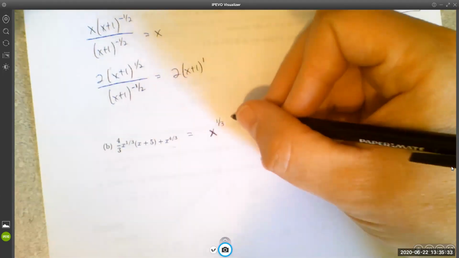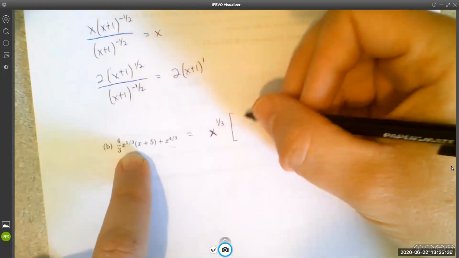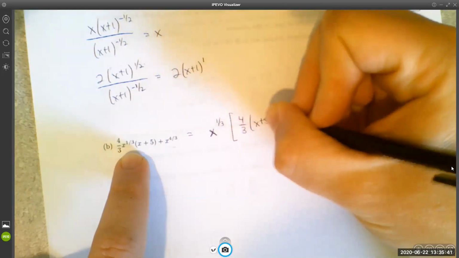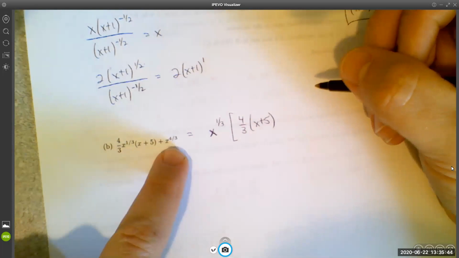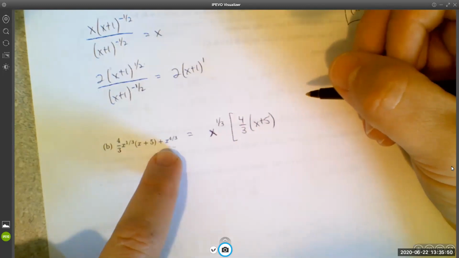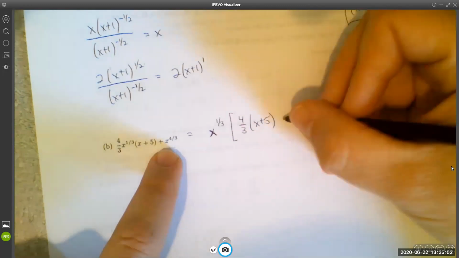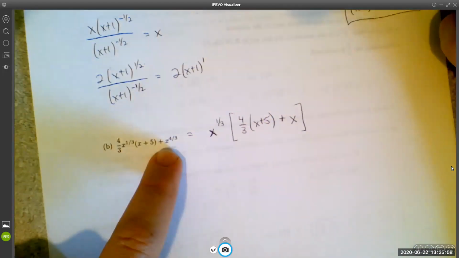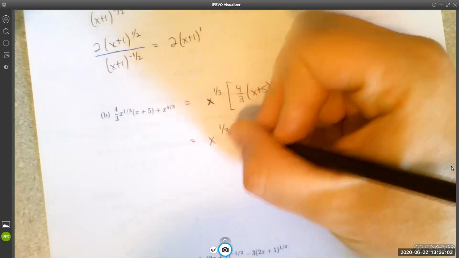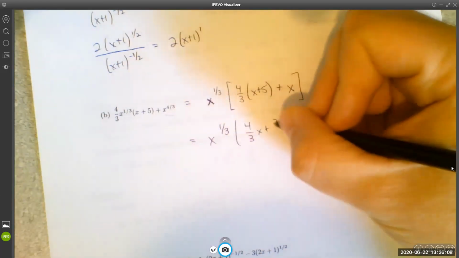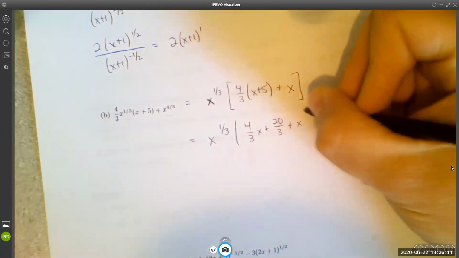So this is going to be x to the 1/3 times, what are we going to be left with? If we divide by x to the 1/3, we're going to be left with 4/3 times x plus 5 for the first term. And for the second term, I'm going to have x to the 4/3 divided by x to the 1/3. That's x to the 4/3 minus 1/3. That's x to the 3/3, which is just x to the first power, or in other words, just x. Okay, so I've got x to the 1/3 times 4/3 x plus 20/3 plus x.